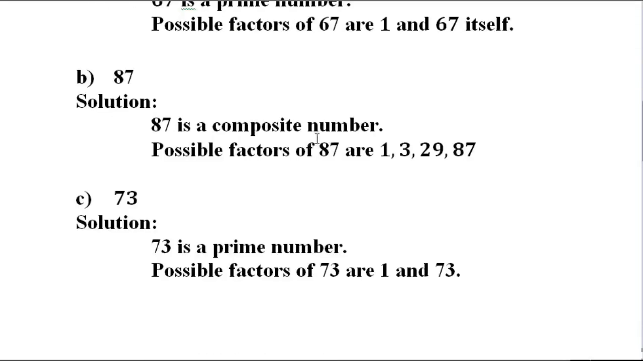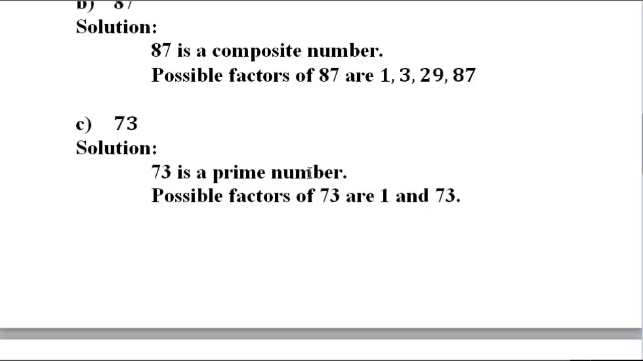In the second part, we have to determine whether 87 is a prime or composite number. Since 87 is divisible by 1, 3, 29 and 87 itself, it has more than two factors. Therefore, 87 is a composite number. The possible factors of 87 are 1, 3, 29 and 87.